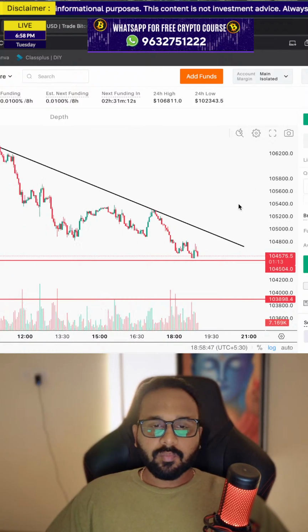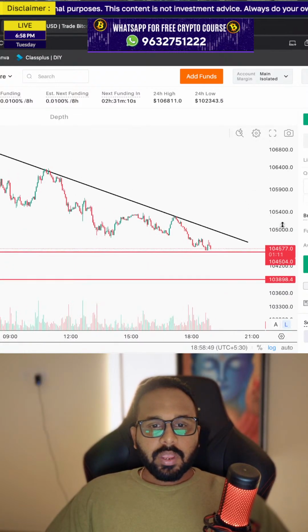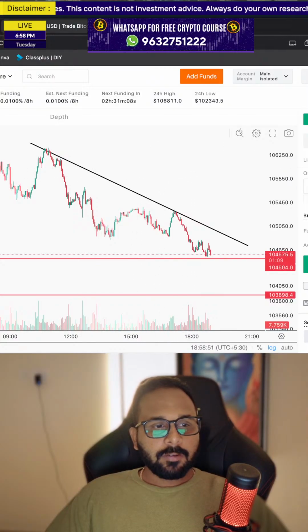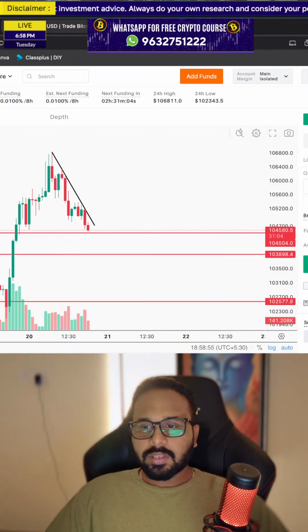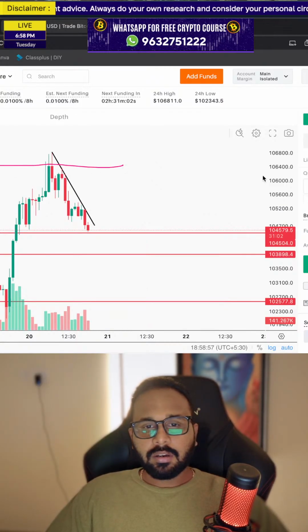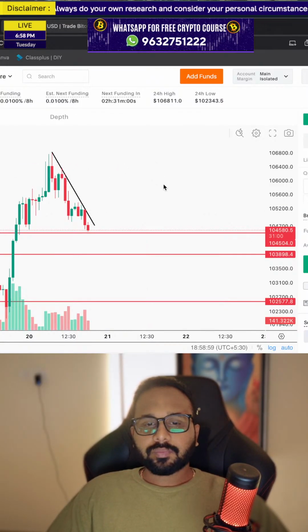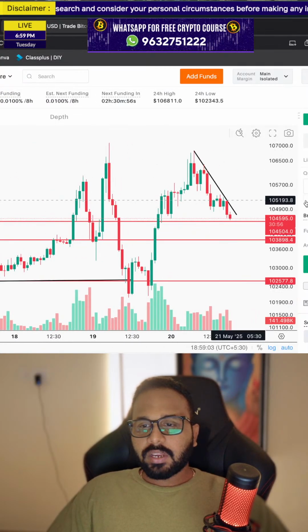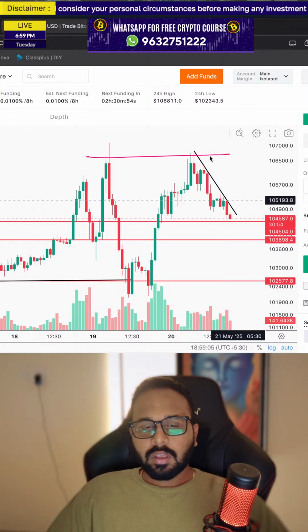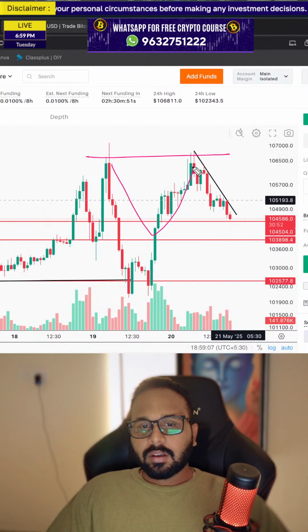Now I'm just looking at the market on, let's say, the 1 hour time frame chart. In the 1 hour time frame, what has happened is the market has created a double top here, right? The market has created a double top here, and then from the zone the market has been correcting.